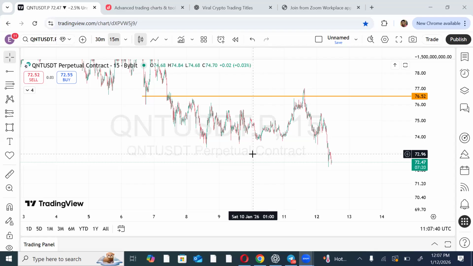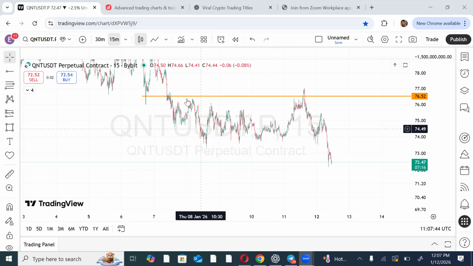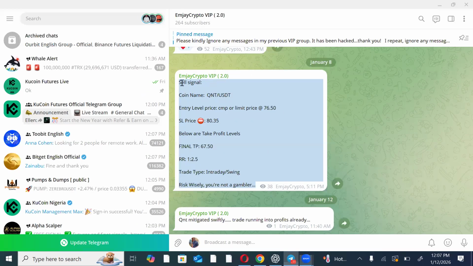If you struggle with direction in crypto, buy or sell, this one mistake is why you keep losing. Today, I'll show you the exact technique I use to frame directional bias before every trade and why it works so consistently. Right here on my Telegram VIP group, I gave this signal on the 8th of January.